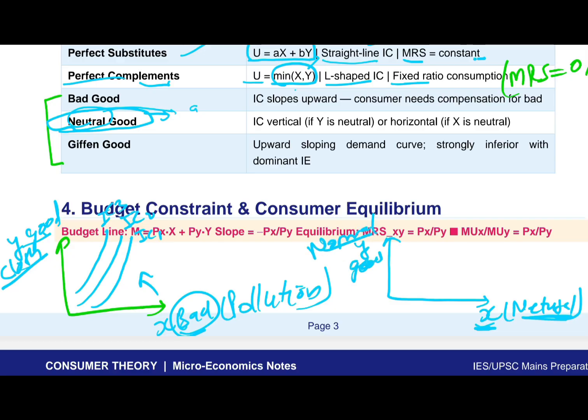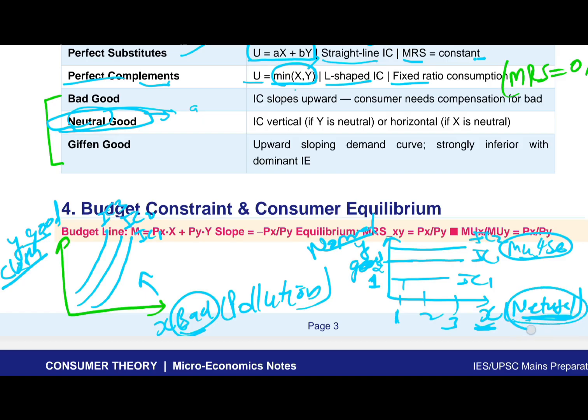If X is the neutral good, and we assume Y is the normal good, then if we consume one quantity of the normal good, we can consume neutral good 1, 2, 3, it can be anything. But when we increase the quantity of the normal good, our marginal utility will increase. So this is the concept, and something like this IC curve will be made for the neutral good.